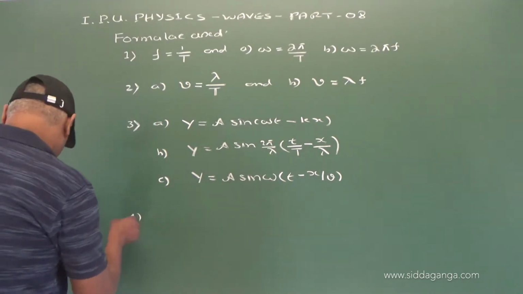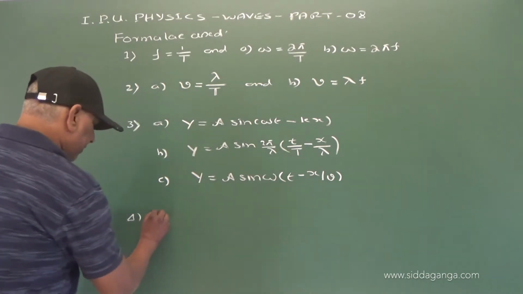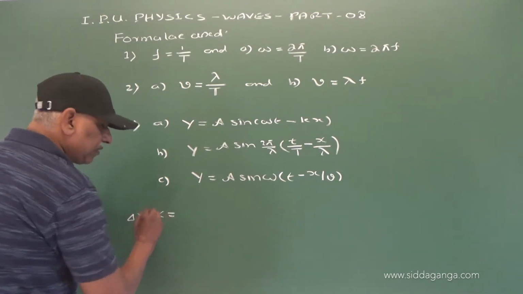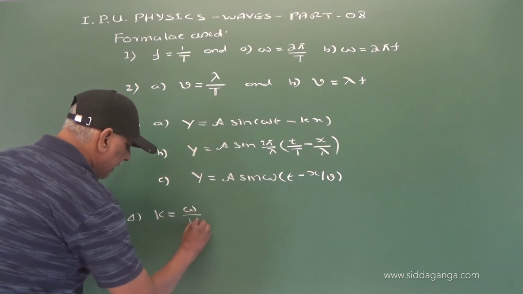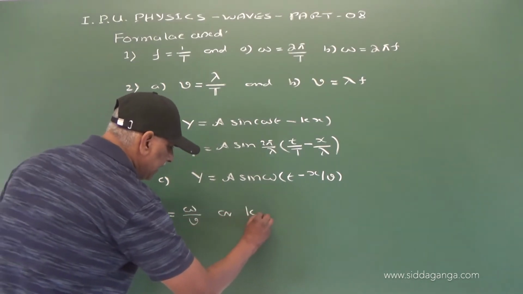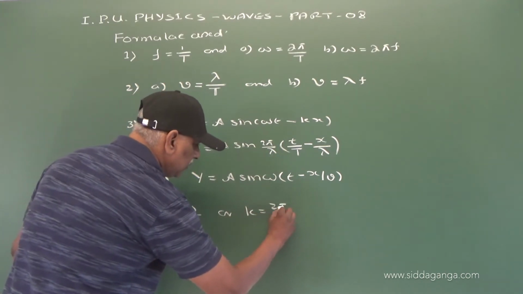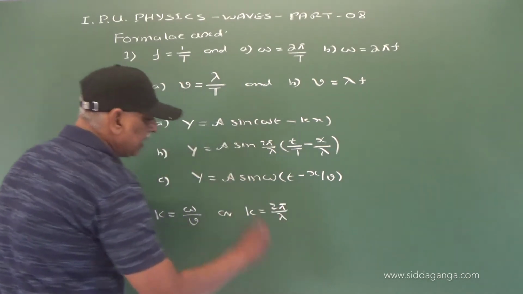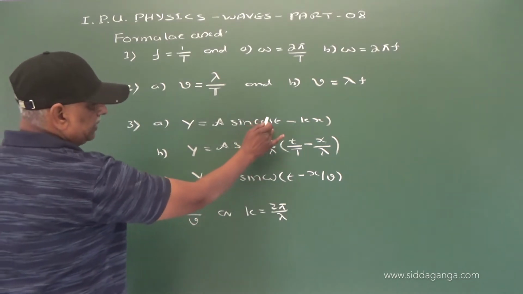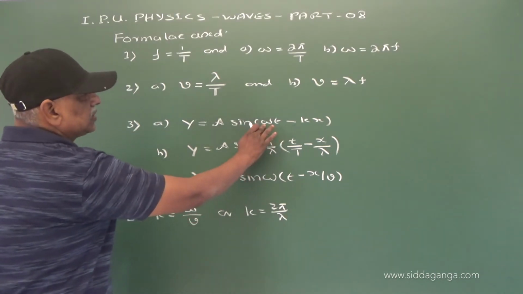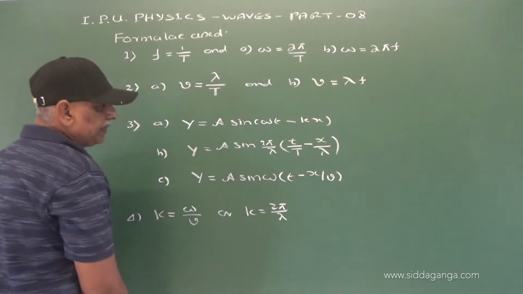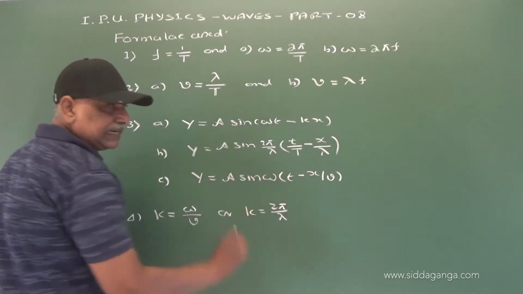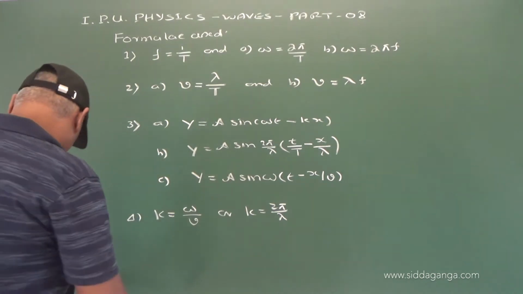Now, the fourth one, we have the propagation constant, also called the wave number. k = omega/v, or k = 2 pi/lambda. Now see, in the general equation, omega represents the period or frequency and k represents the wavelength of the wave.